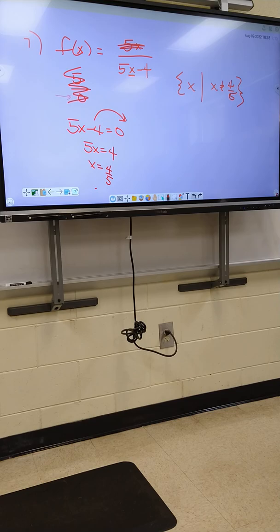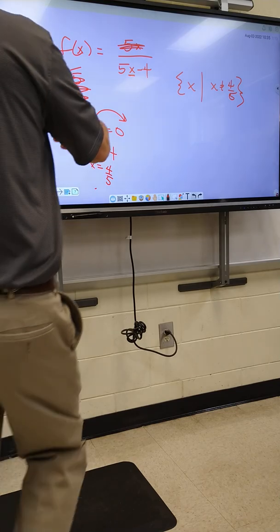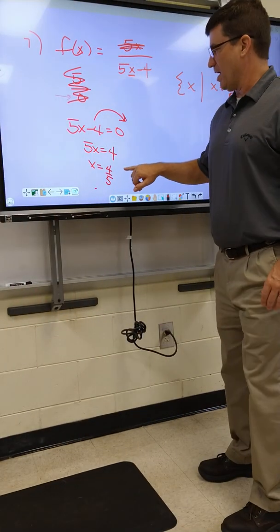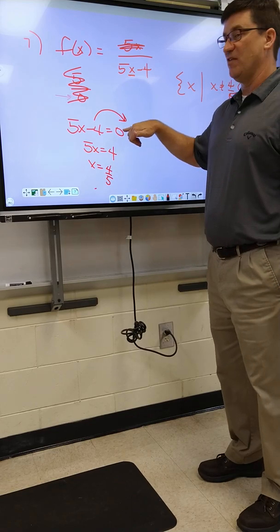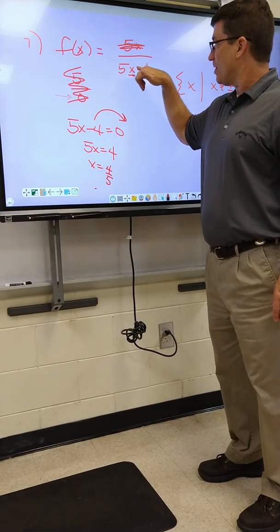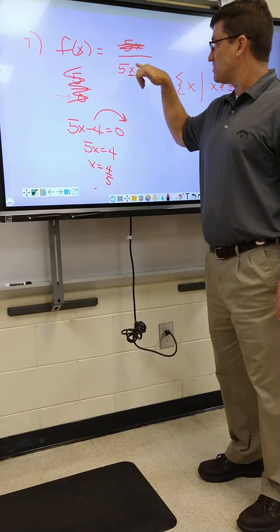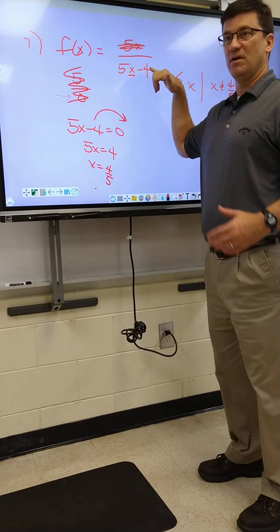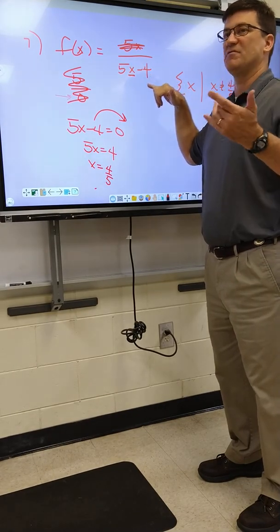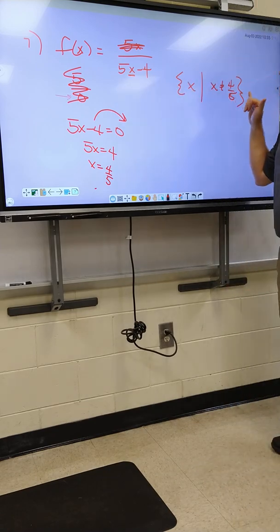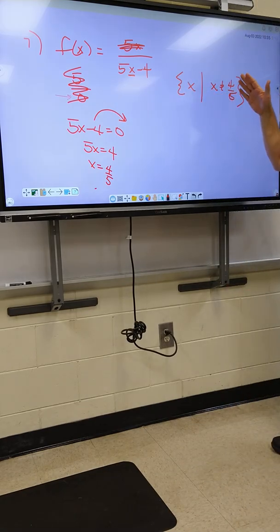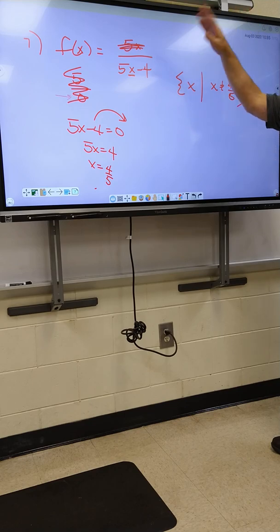Here's the deal. By doing this part right here, Casey, you figured out, okay, 4/5 is the number that would give me 0. If I plugged 4/5 right there and I did 5 times 4/5 minus 4, it's going to give you 0. And remember, you can't have 0 on the bottom. So when you write your domain, you can have anything for an answer as a possibility, except you can't have 4/5 because that would mess the problem up. So this is how you write your answer.